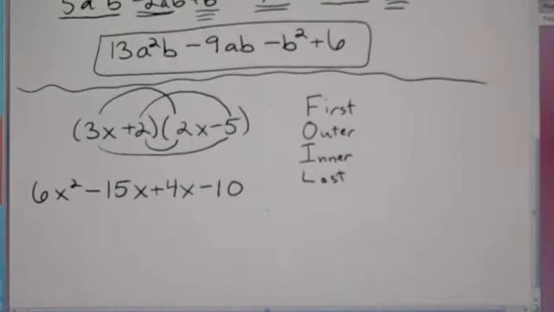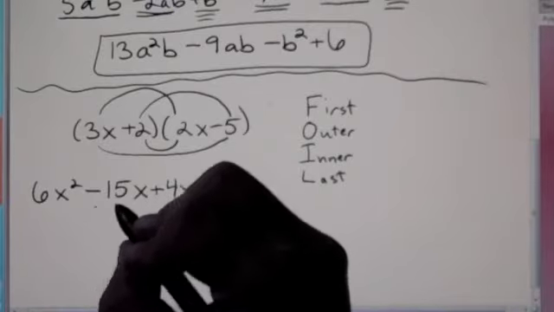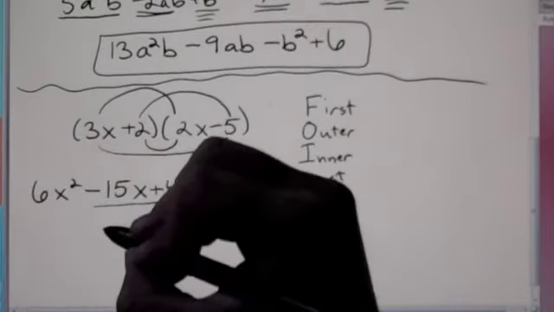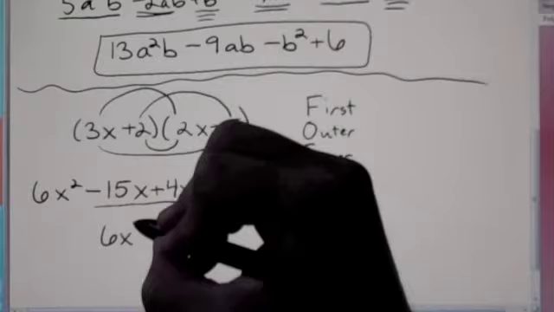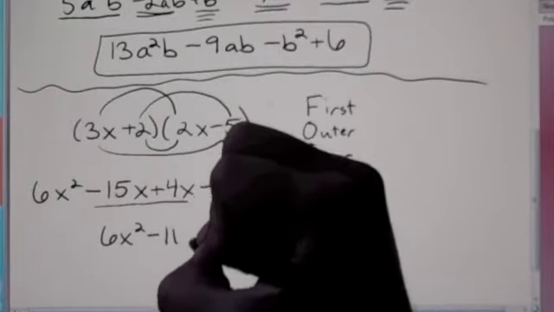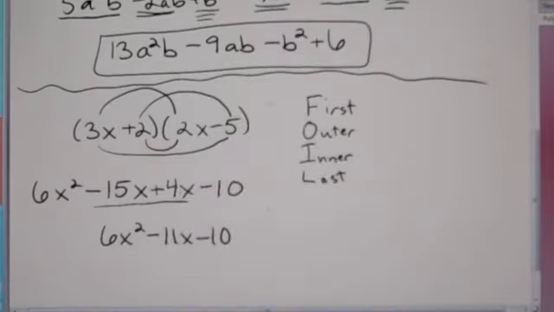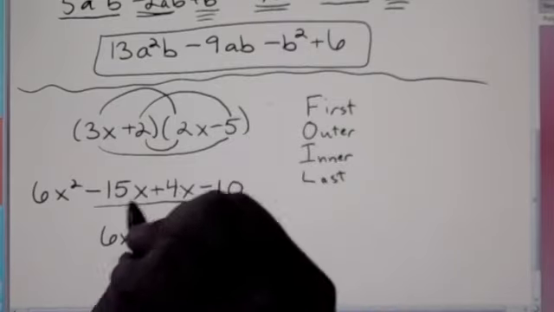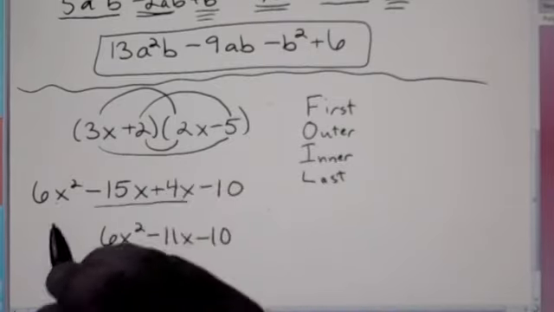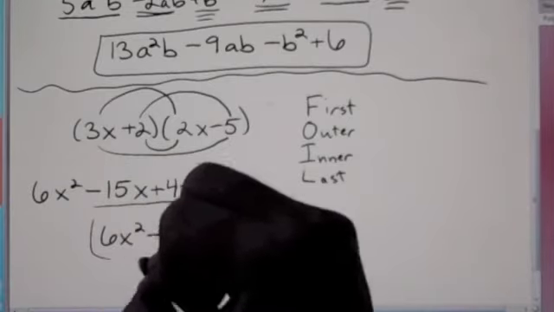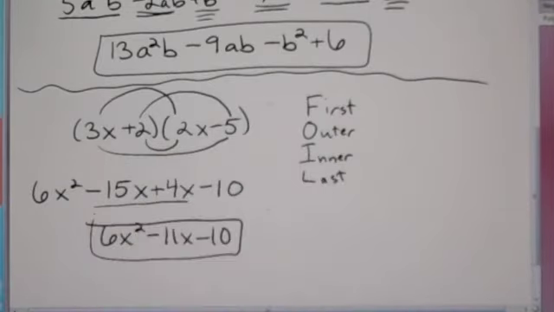Now, you always want to look to see if you have like terms. So I see here a negative 15x plus 4x. So our final answer is going to be 6x squared minus 11x minus 10. Again, like terms, you can add those together. Negative 15 plus 4. This has an x squared, so you can't add it to those. Okay? So this is your final answer right here.